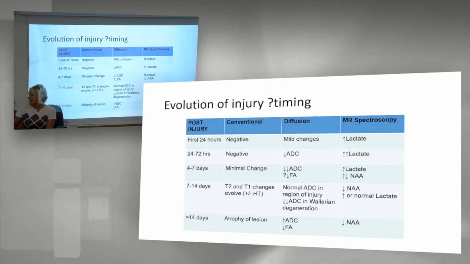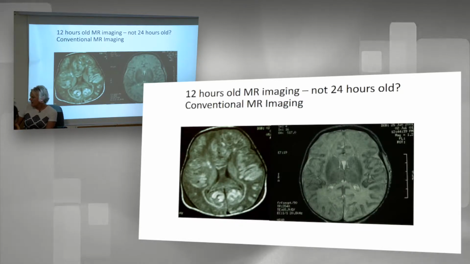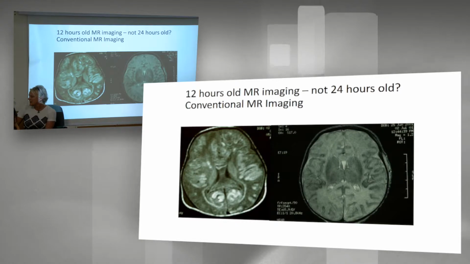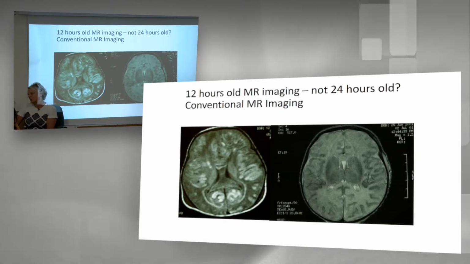Here is a kind of standard textbook teaching about when you will start to see the changes now in the setting of hypothermia, in terms of when we start to see changes in conventional imaging, in diffusion, and in spectroscopy. So here's just an example of very extensive injury. This baby was imaged at 12 hours of age, but maybe this injury occurred much, much earlier than that.